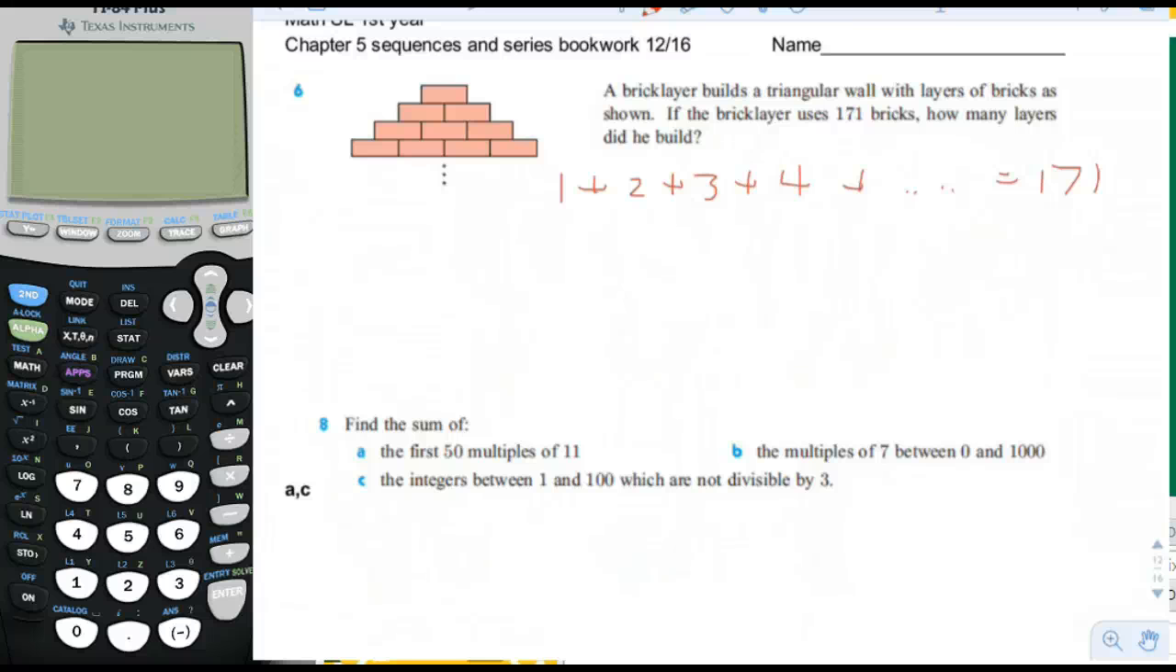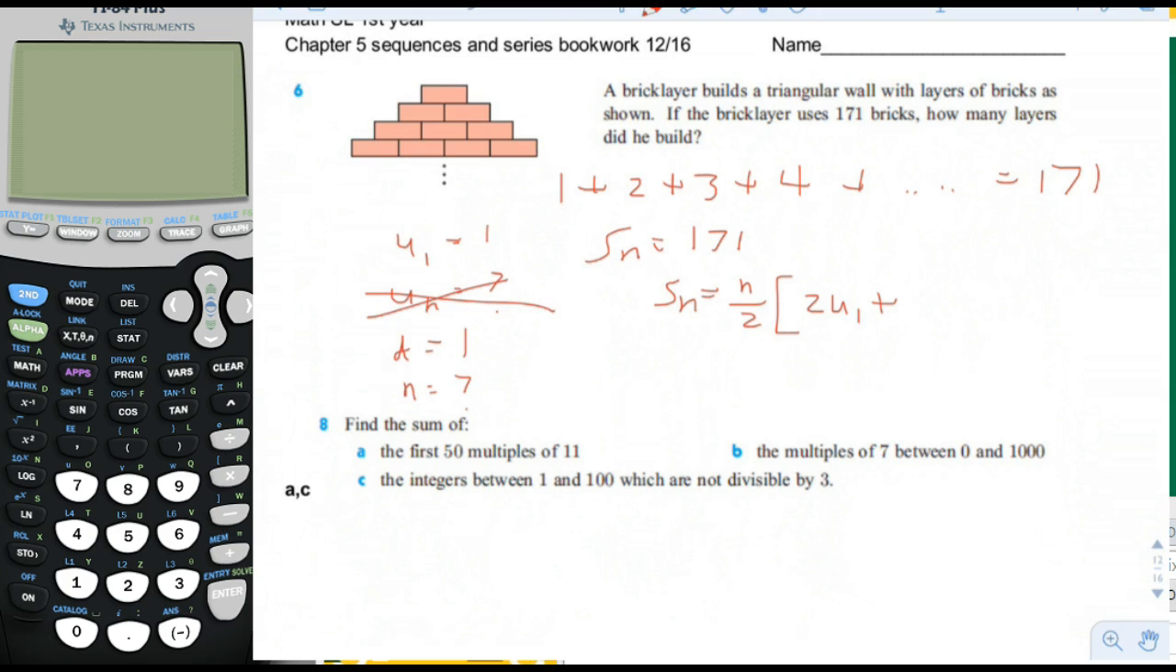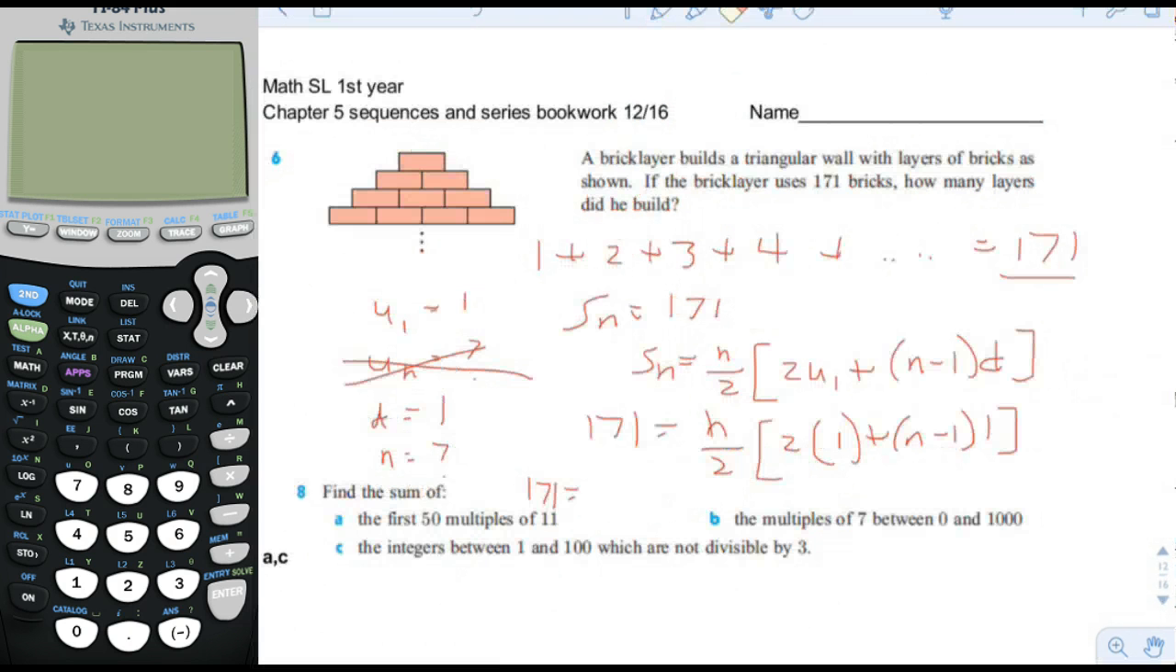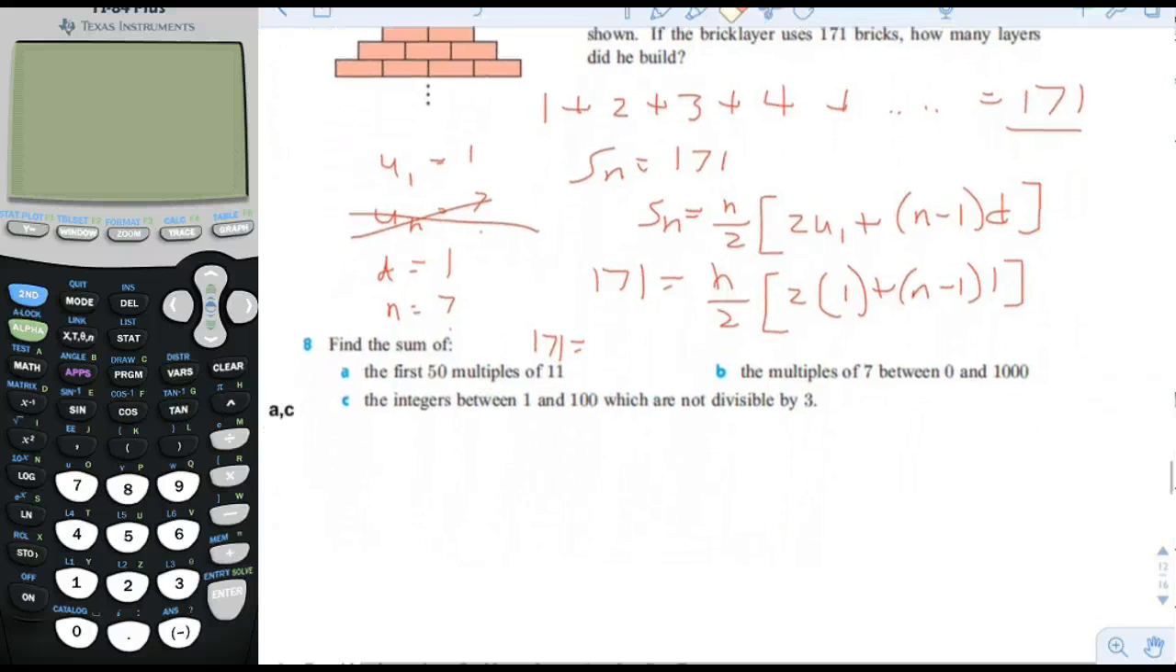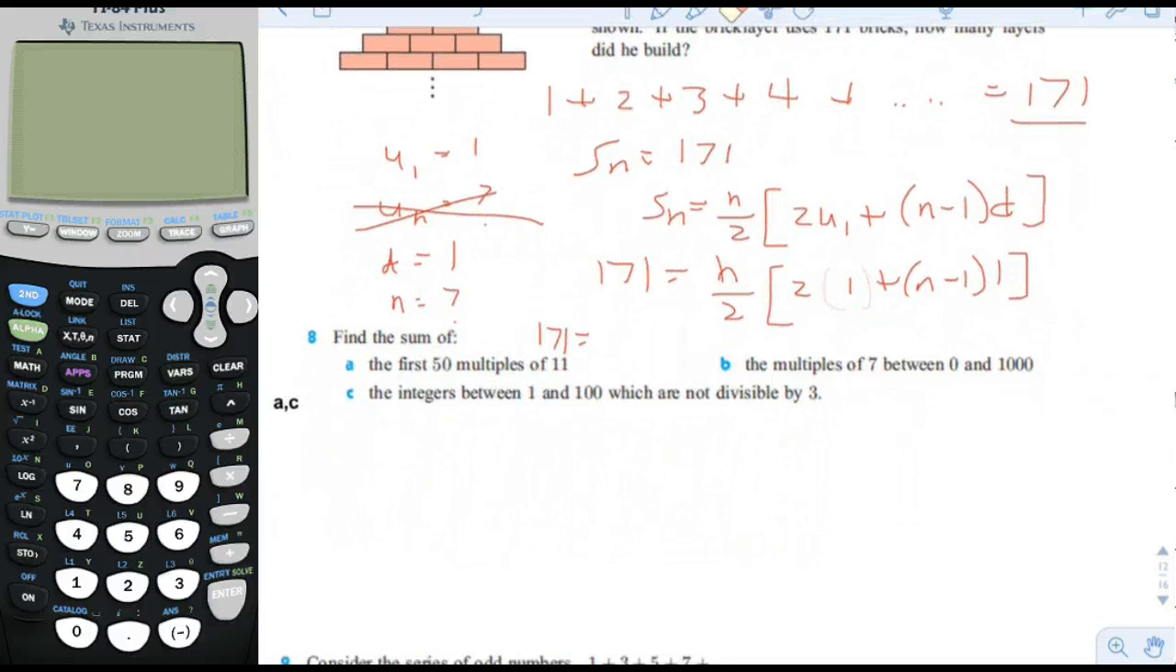So let's see. Let's say that u1 is 1. un, we don't know. D is equal to 1, right? N is equal to we don't know. S sub n, we do know, it's 171, right? So now we can take that formula we have, S sub n equals, and remember the special case we have is n divided by 2, and then we have 2u1. This is the case where we don't know u of n. So since we don't know u of n, this one is useful. N minus 1 times d. Okay, so we do know u1 is 1. And we do know that d is 1.